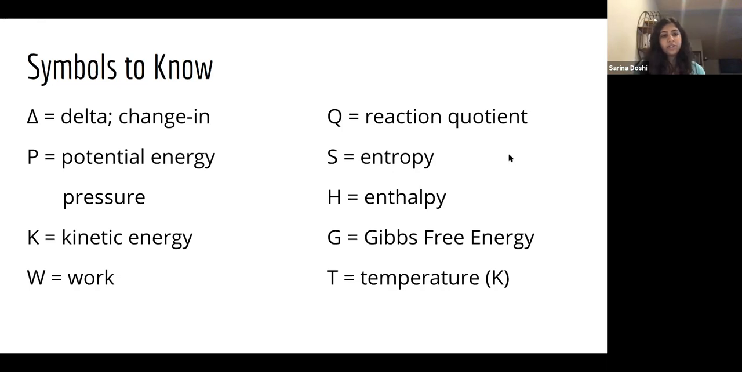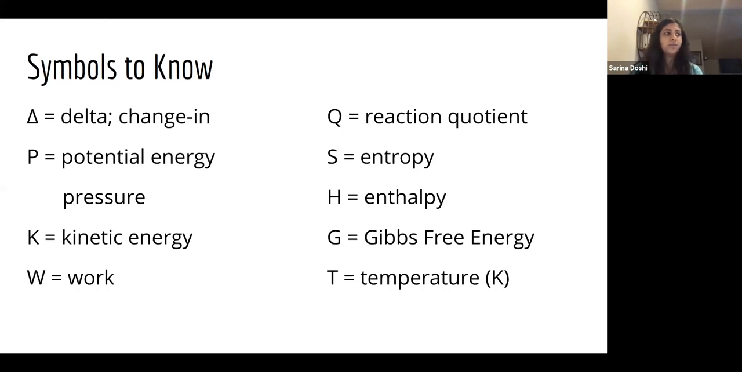Then we have kinetic energy, which is modeled by K, but usually you write KE. W stands for work. That's very much a physics topic, so we're not going to talk much about that. So now we have Q. Q is a chemical symbol, and it stands for reaction quotient. Reaction quotient. It shows the ratio of product to reactants.